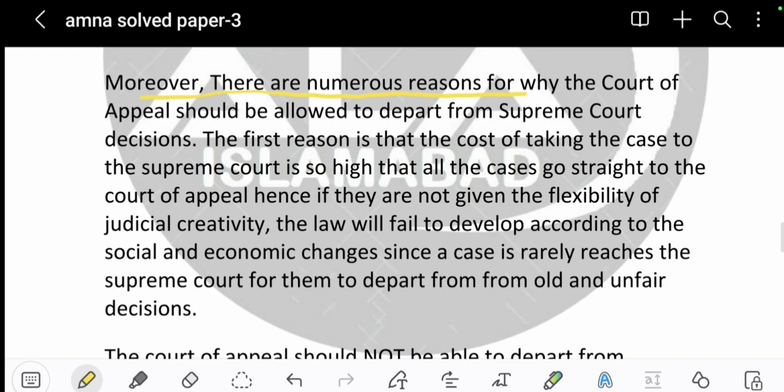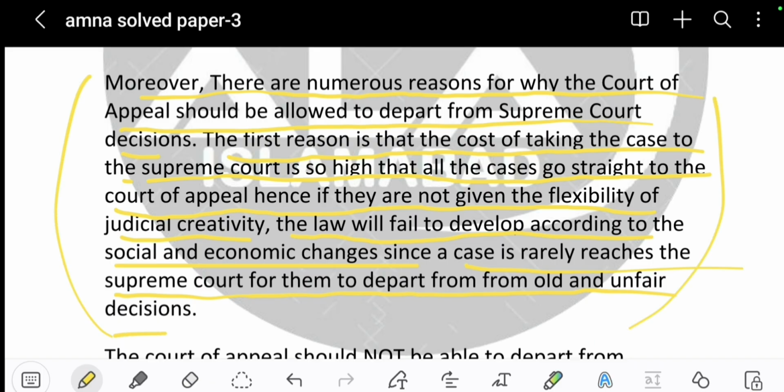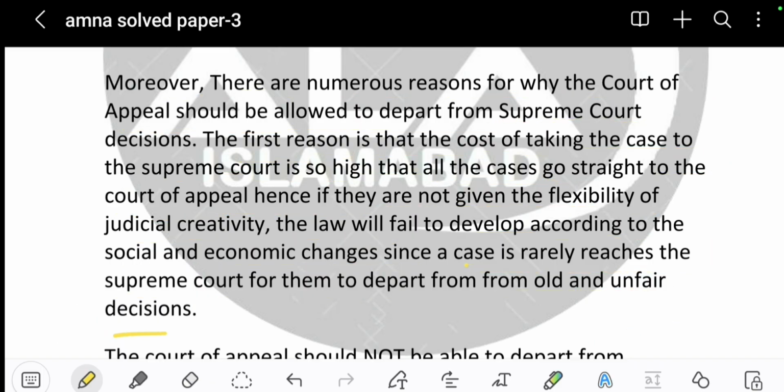Moreover, there are numerous reasons why the Court of Appeal should be allowed to depart from Supreme Court decisions. The first reason is that the cost of taking the case to the Supreme Court is so high that all the cases go straight to the Court of Appeal. Hence, if they are not given the flexibility of judicial creativity, the law will fail to develop according to social and economic changes, since a case rarely reaches the Supreme Court for them to depart from old and unfair decisions. So in this whole paragraph, I said that Supreme Court cases are mostly really costly.